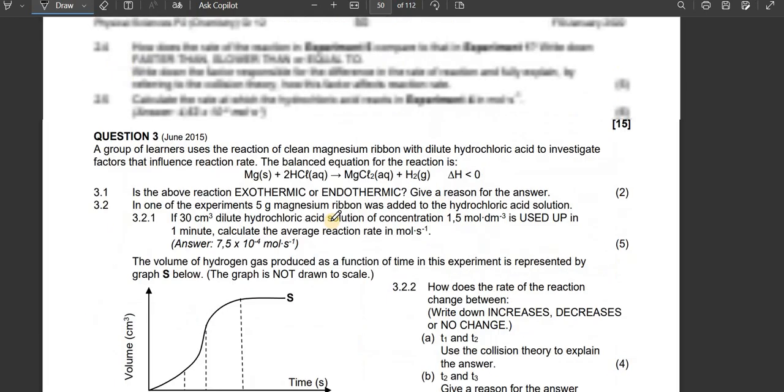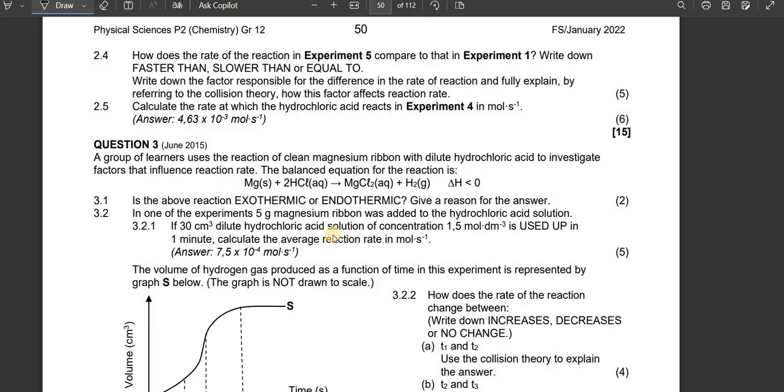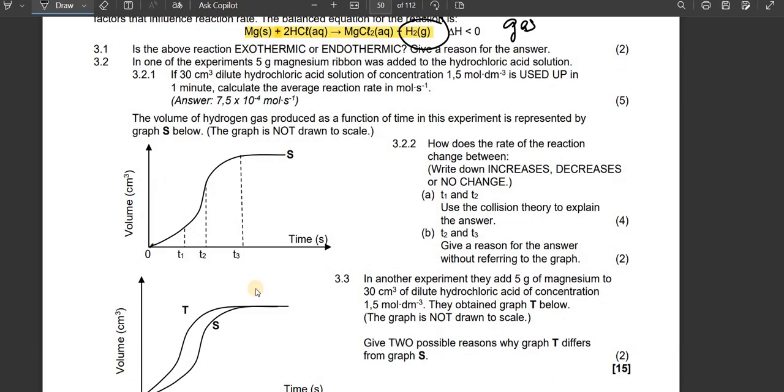Right, here's another question here. You see here what they did. They used magnesium, a metal, acid, formed hydrogen. Already you know that this is a gas forming reaction. That is why you have the graph here like this. You're collecting the gas. Okay, you're collecting the gas.